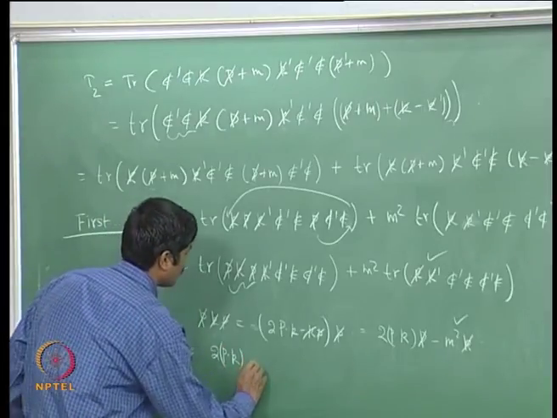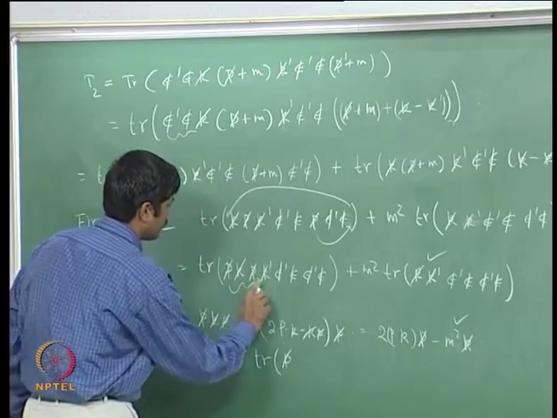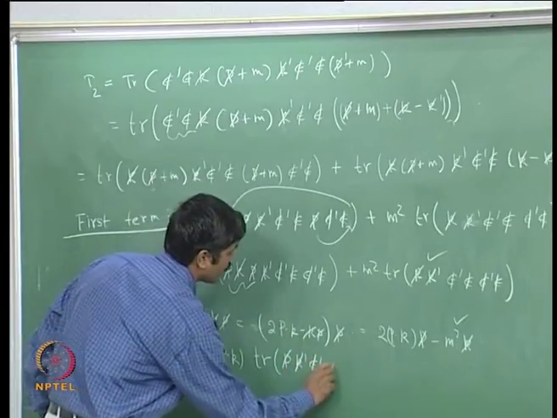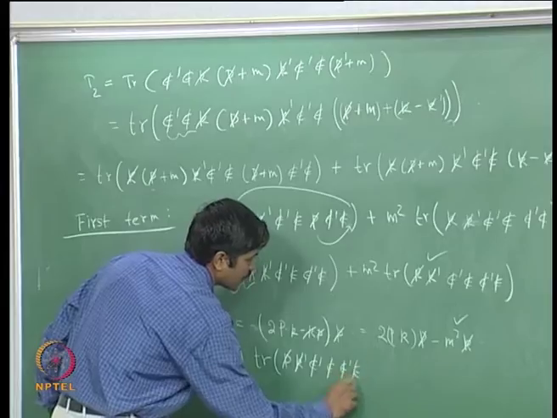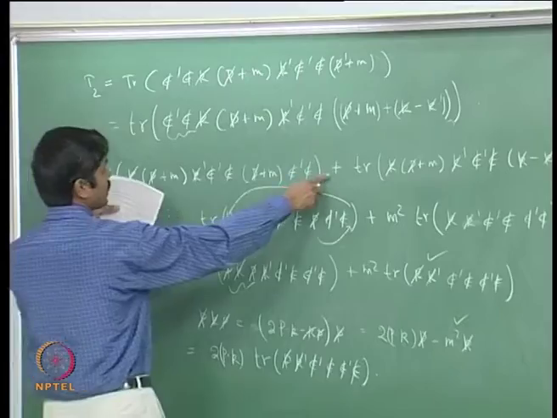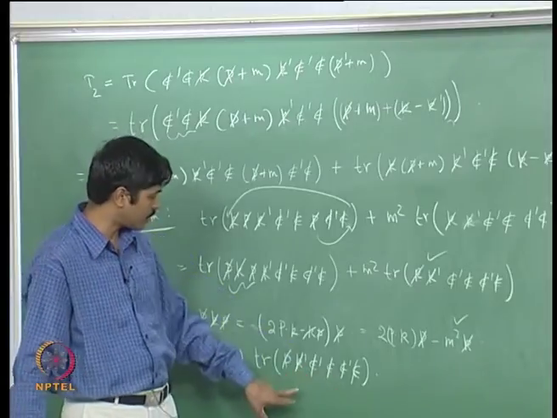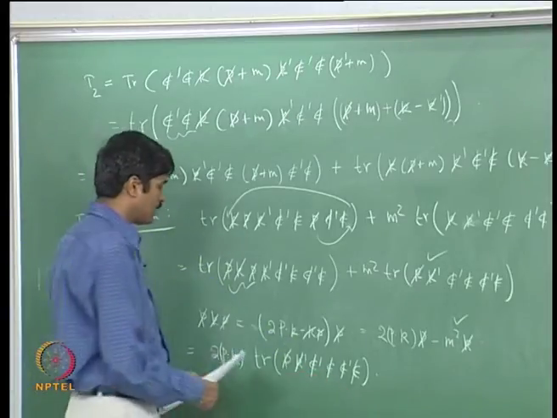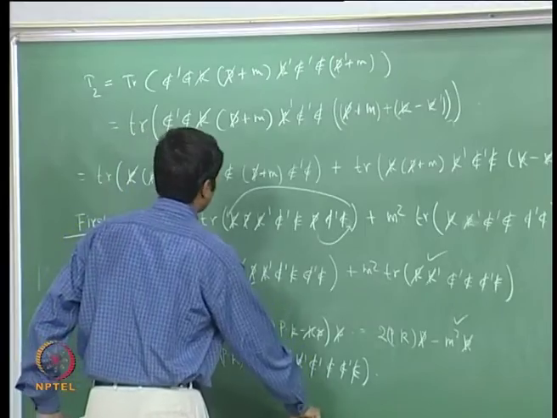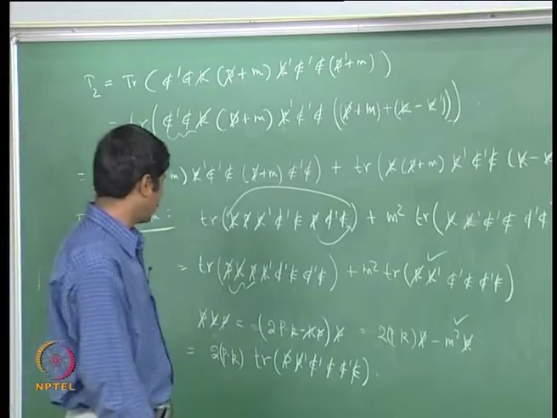times trace of p slash k prime slash epsilon prime slash epsilon slash epsilon prime slash epsilon slash. So, the whole thing here now reduced to some trace which involves 6 gamma matrices. We can further simplify it, and then we can write it in terms of the product of all these p's, k's and epsilons. So, let us do that.